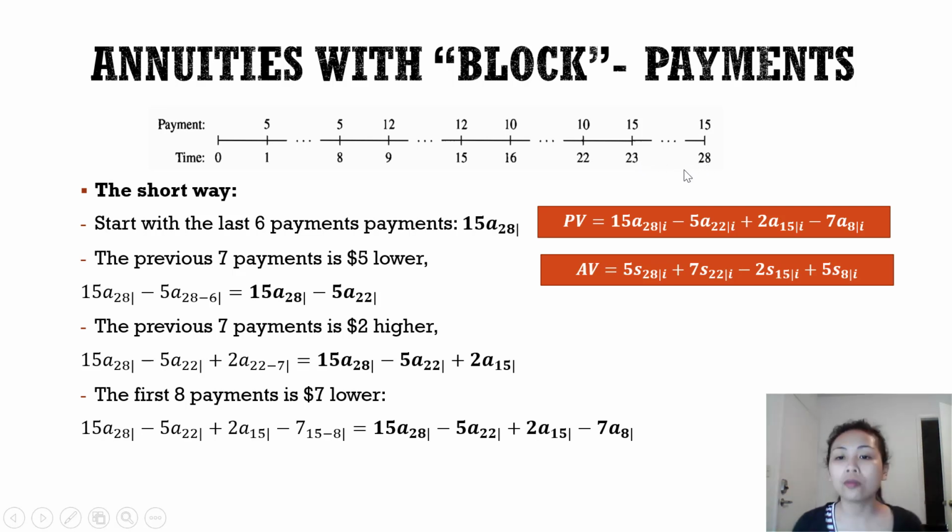So that's how you determine annuity due and annuity immediate with block payments using the short way. In the exam, I suggest you use the shortcut, because the long way is worthwhile only if we have 2 or 3 block payments. But if we have more blocks, the problem is going to be long for you when applying the first way, the long way.